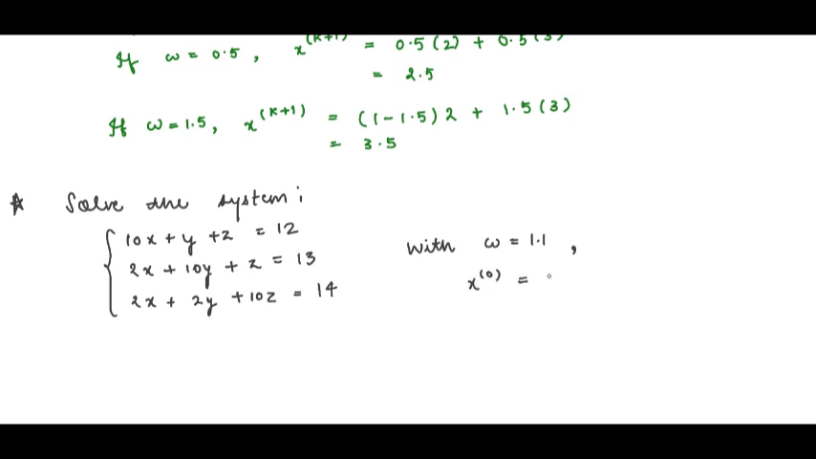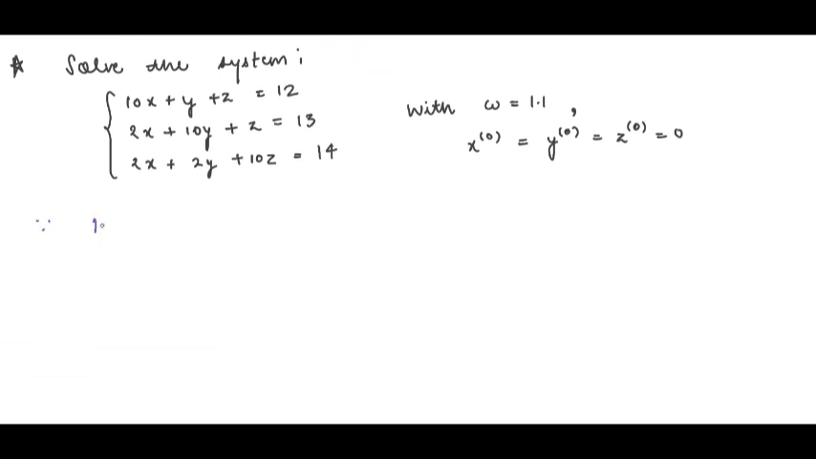to 3 decimal places. For that, we need to check for diagonal dominance, where the first row has this 10 greater than 1 plus 1, in the second row we have 10 greater than 2 plus 1, and in the third row we have 10 greater than 2 plus 2. Therefore, the matrix is strictly diagonally dominant.